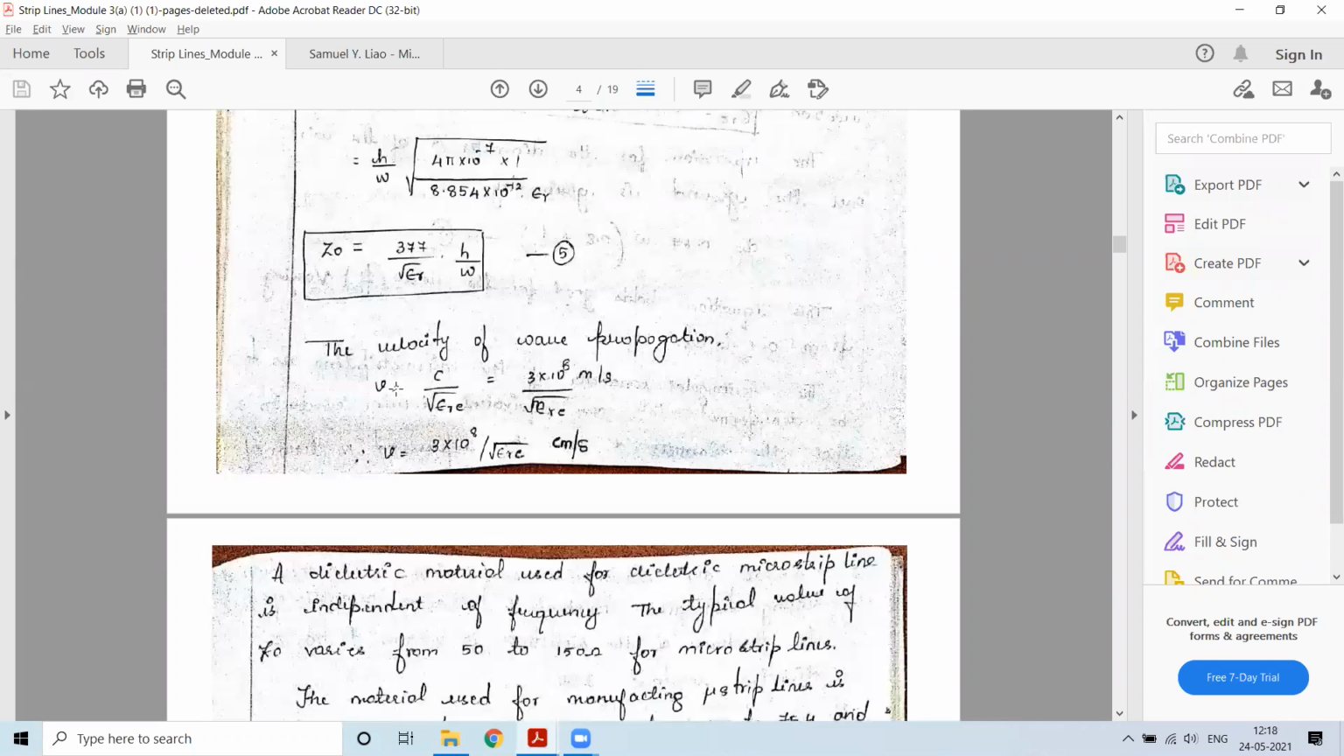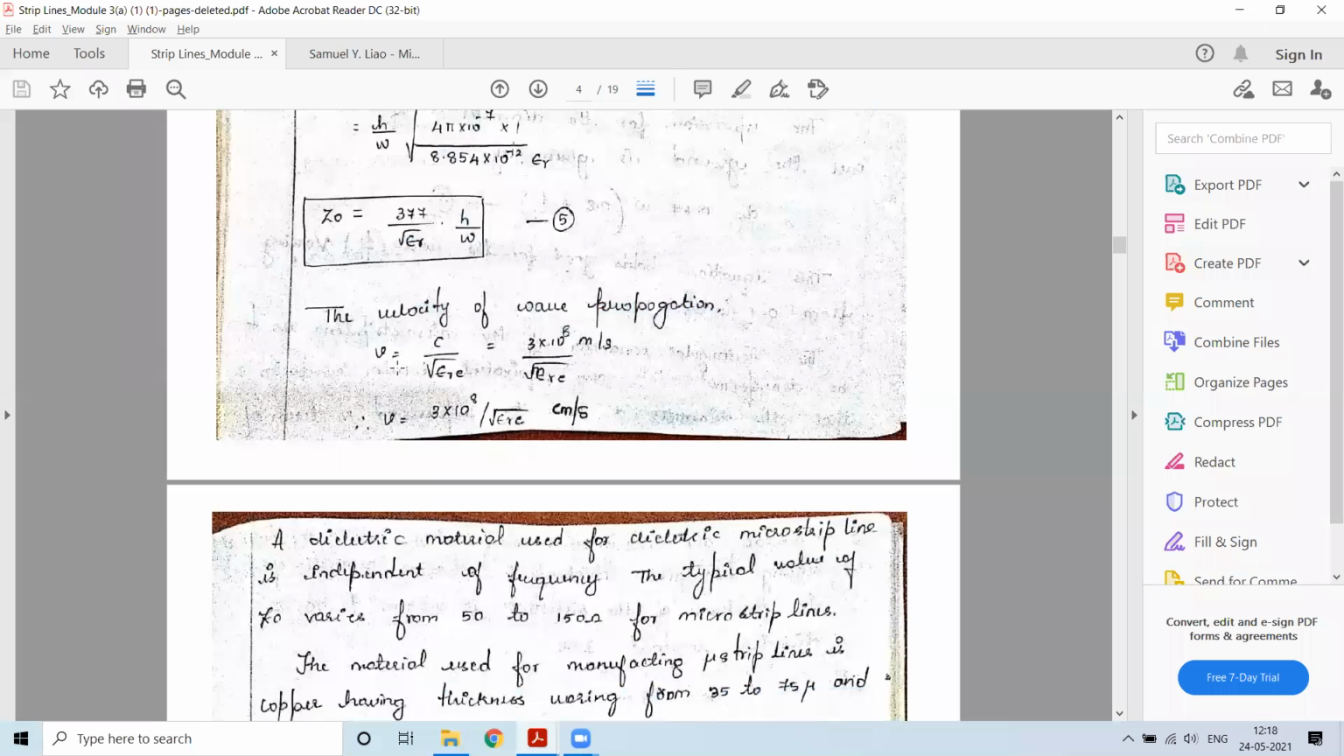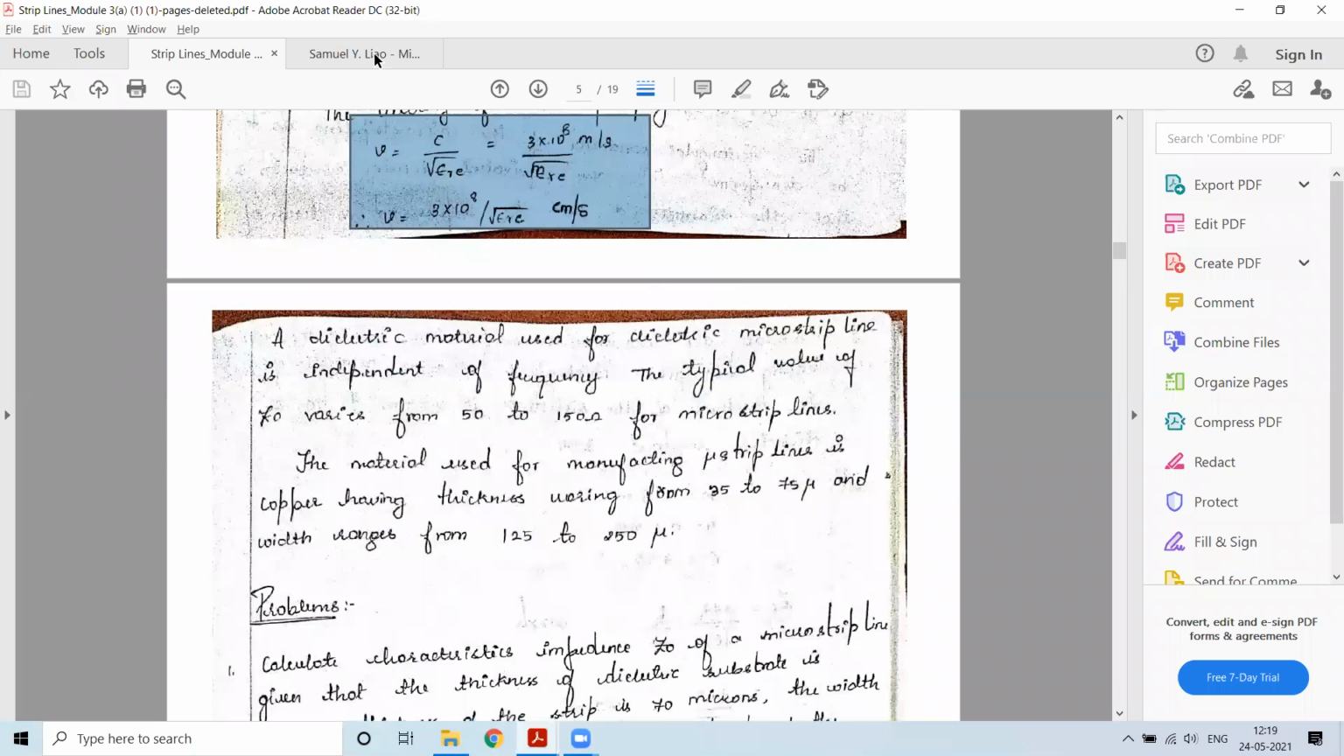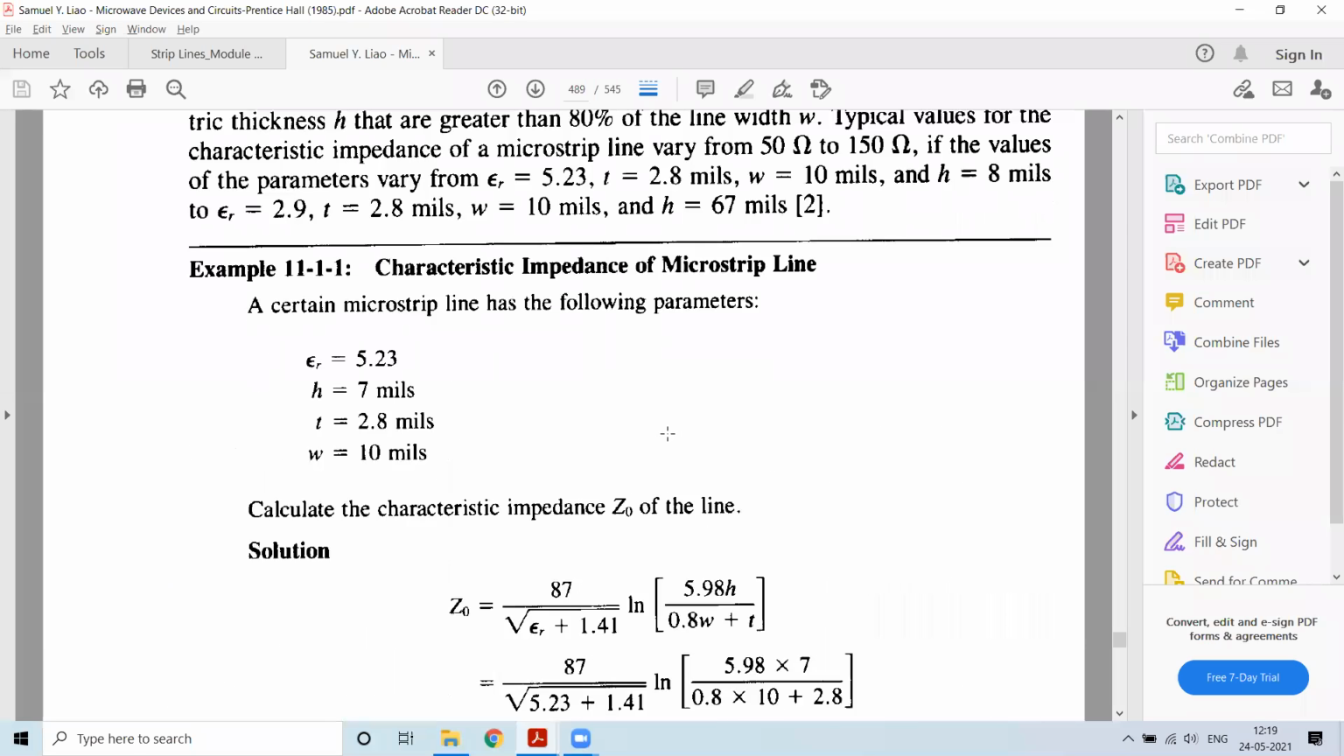Then apart from that, with respect to the velocity of the wave which is propagating in this dielectric material, we make use of the equation c by square root of effective dielectric constant. And when we substitute the c value, we obtain 3 into 10 raised to 8 divided by square root of effective dielectric constant. So this is what we'll be getting for the wave velocity which is propagating in the microstrip line. So these are the equations which pertain to the microwave strip lines.